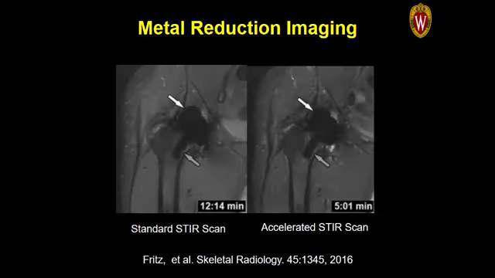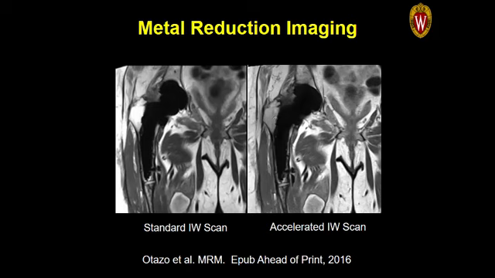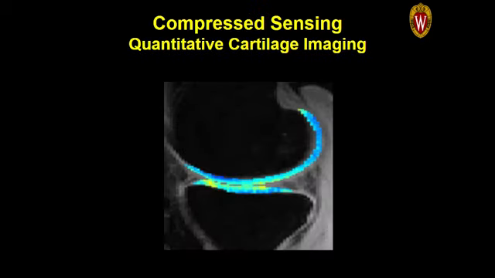Here are some images from the two papers in which we nicely see image quality almost looks identical on the accelerated and standard STIR scans and the accelerated intermediate weighted and standard intermediate weighted scans. Almost identical image quality, but with a significant reduction in scan time when using the compressed sense acceleration.